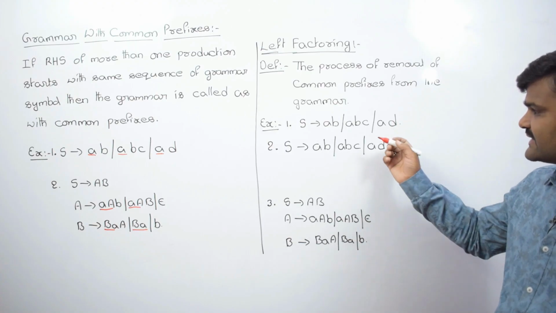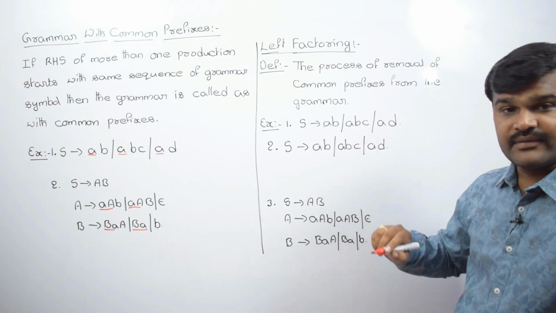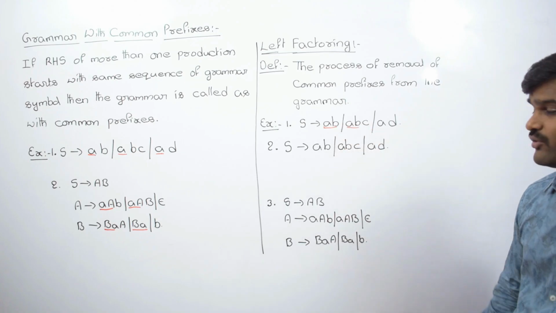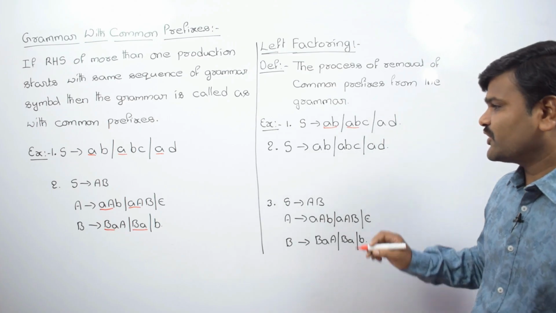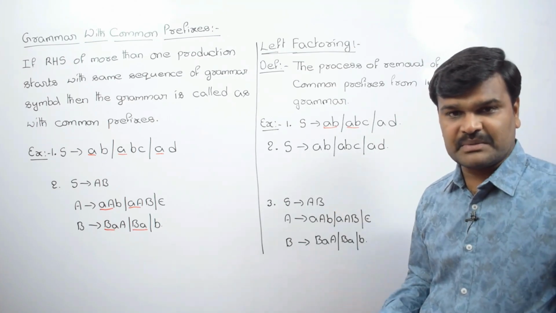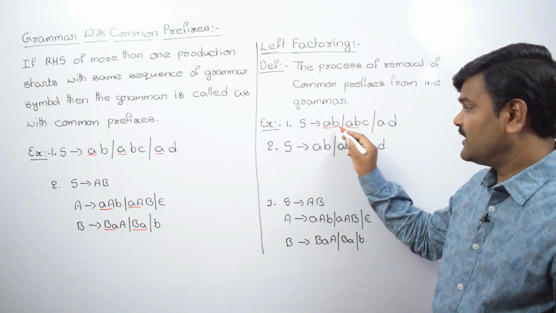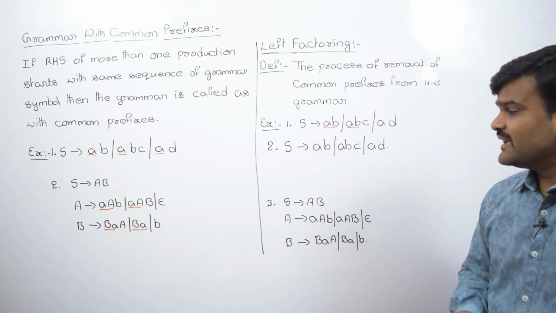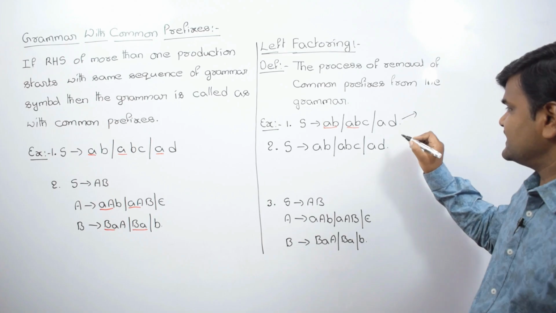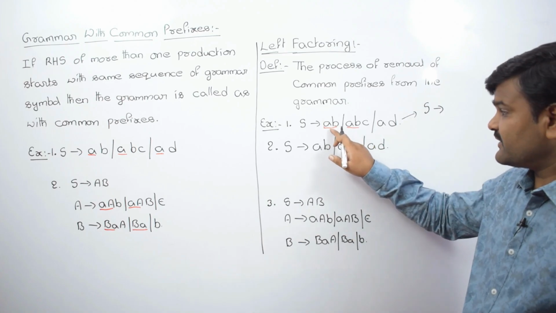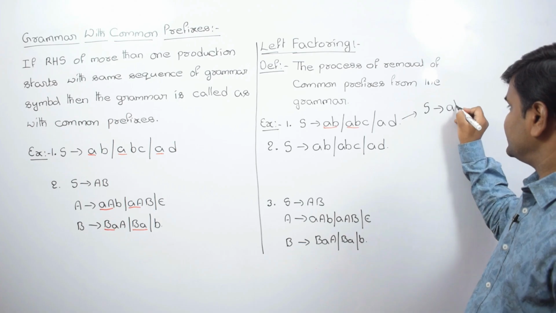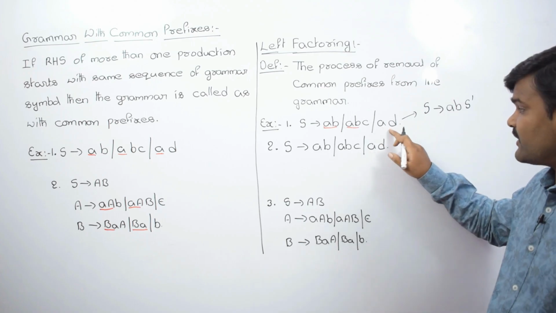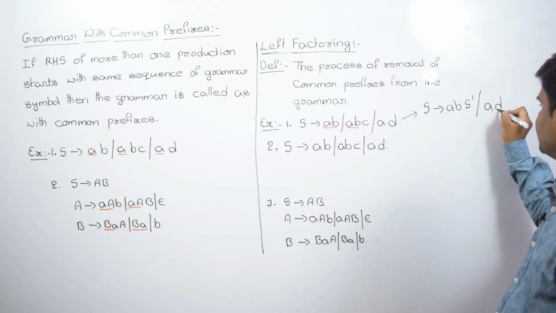In the first example, AB is a common prefix. We take the maximum length first. You may get a doubt, A is also a common prefix, but first we consider the longest common prefix, so AB becomes the longest common prefix. At that time, how do we convert this? S derives the common prefix AB and a new variable S dash, and the non-common prefix productions we take as they are.